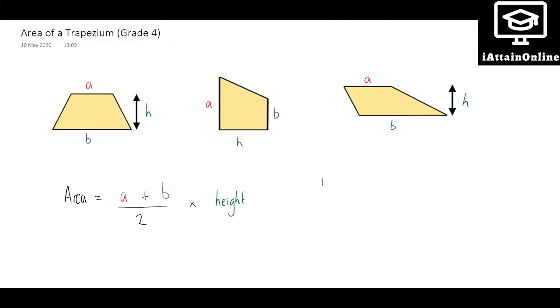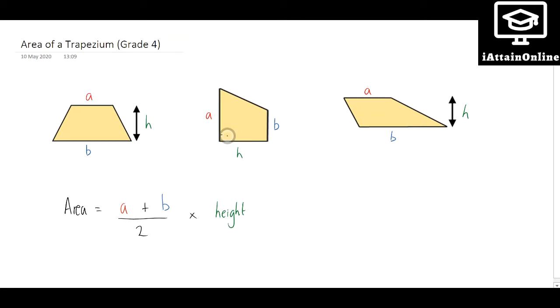The height that you use must be at a right angle to the parallel sides. We call that perpendicular. So for example, in the first question here, you will not ever be using this slanted height to find the area. You need to use the height that is at a right angle, or perpendicular, to the parallel sides.